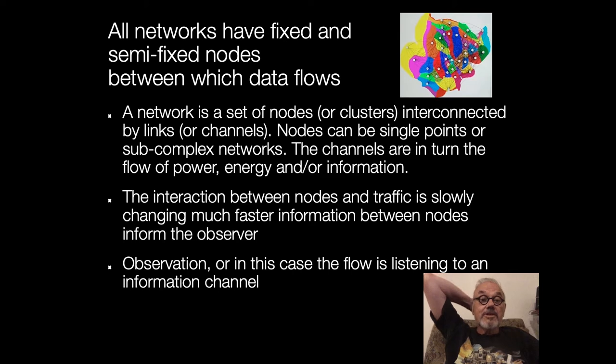The channels are turned into flows of power and energy and/or information, and the interaction between the nodes and the traffic is slowly changing, while much faster information between the nodes informs the observer. So the structure of the network is slowly changing, but the flow can be very fast. And so you hear a lot of information, but the network is generally either fixed or moving very slowly. Observation, or in this case, the flow, is listening to an information channel. So the more channels there are, the more polyphony, essentially, you have.